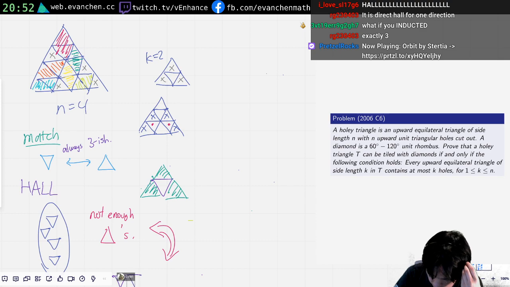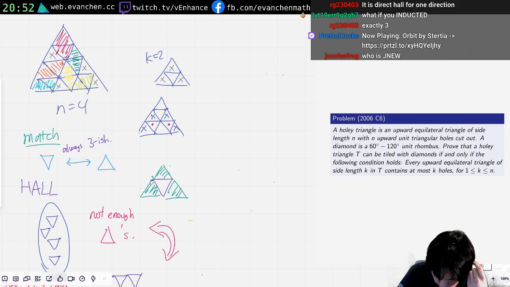Actually, let's look at connected components, all right? So we say two down triangles are connected if they share a vertex, adjacent if they share a vertex.